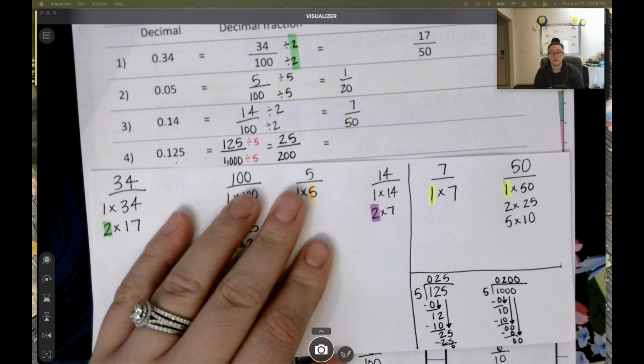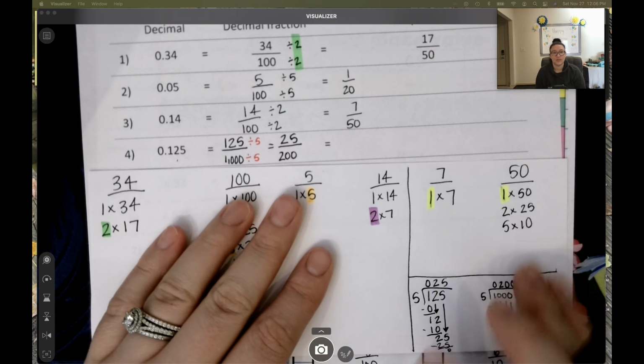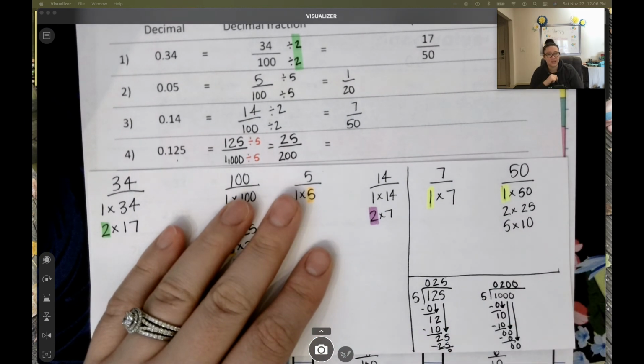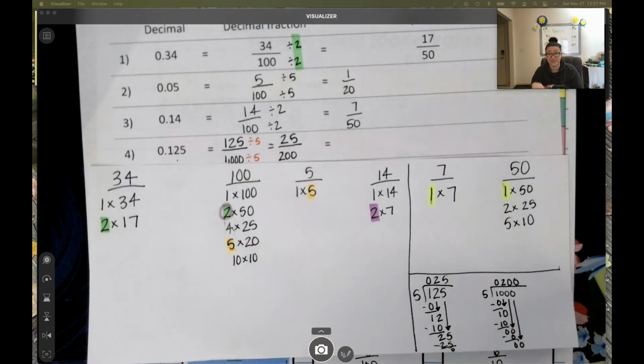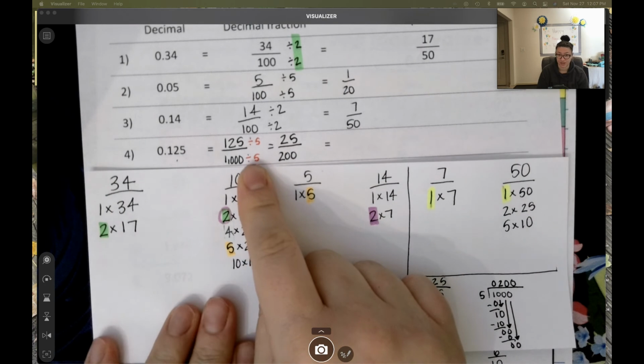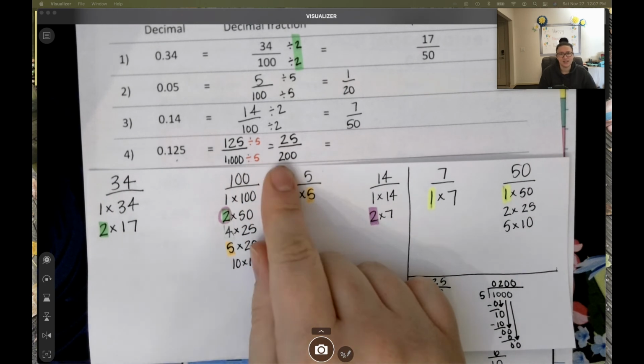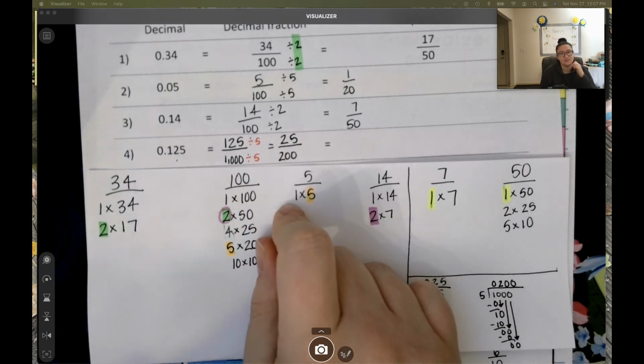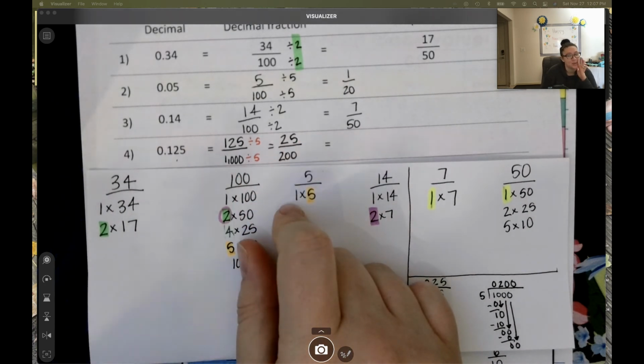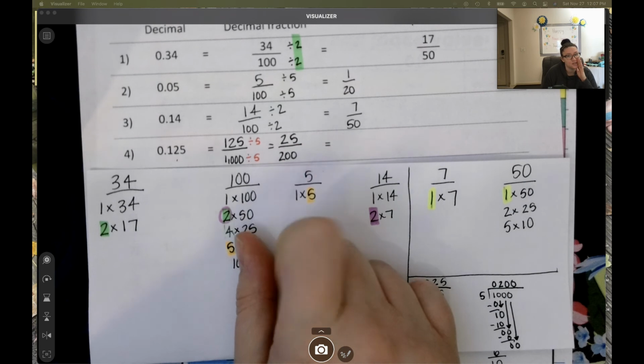So now I have 25 into 200. What number do those both end in? 5s. They both end in 5, so I know I can divide them, or they both end in a 5 and a 0, so I can divide them both by 5 again, just like I could over here. Are there any other numbers that could go into both of those? Think about money. Think about quarters.